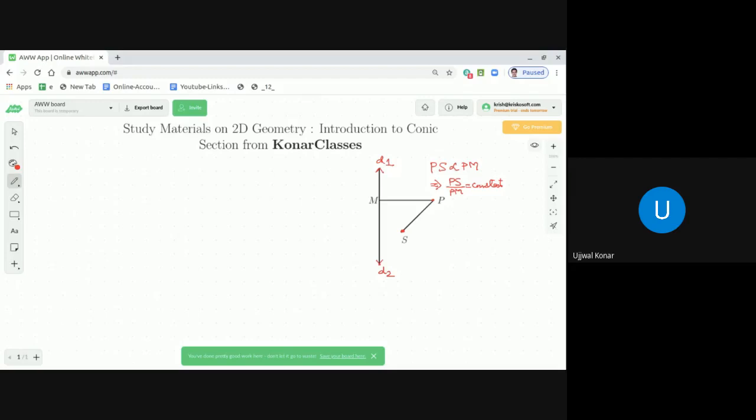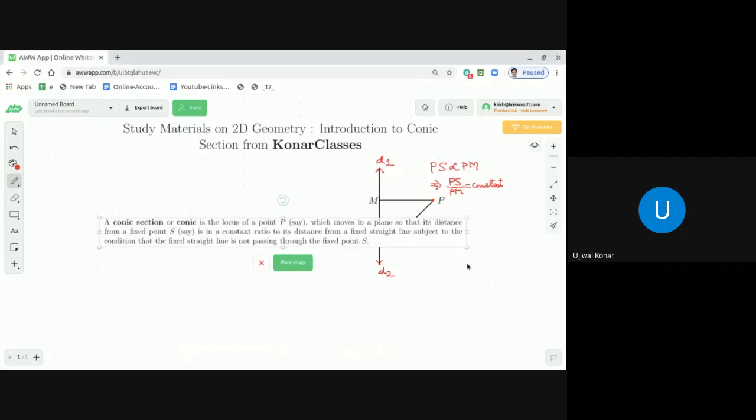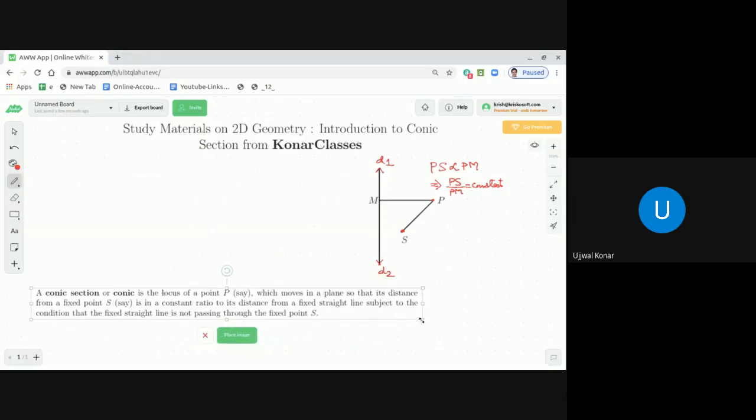Now, whether the conic is a parabola or an ellipse or a hyperbola depends on the value of that ratio, PS by PM. That defines exactly what kind of curve will be traced out. So dear students, let me write down whatever I have said so far, and let me explain what is meant by that. I hope all of you are able to view this.